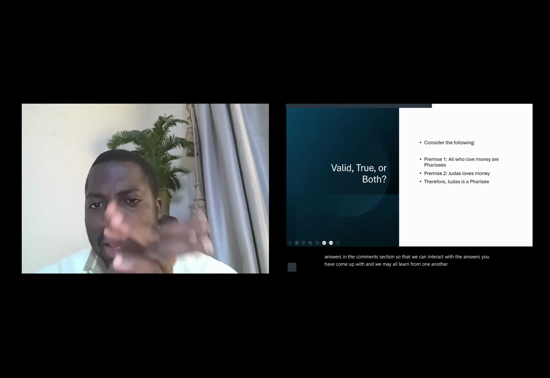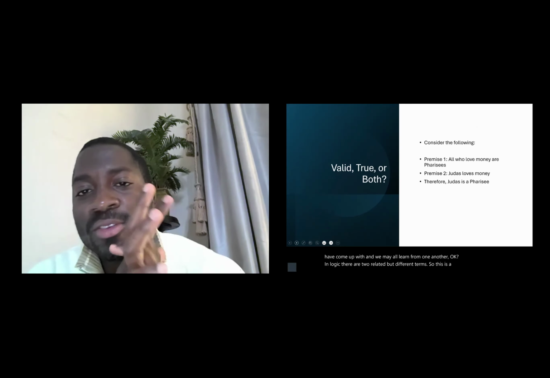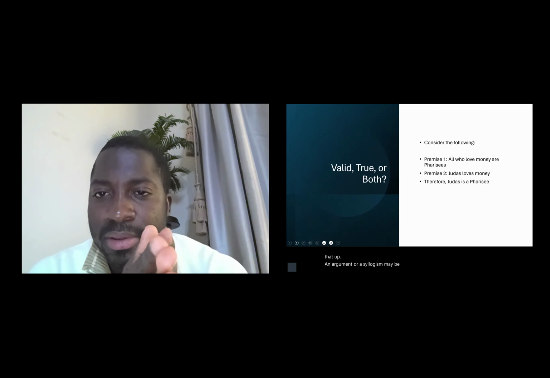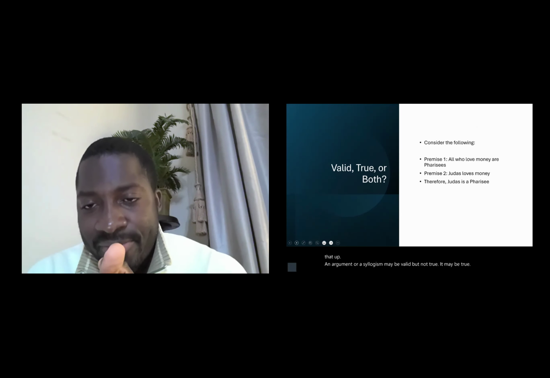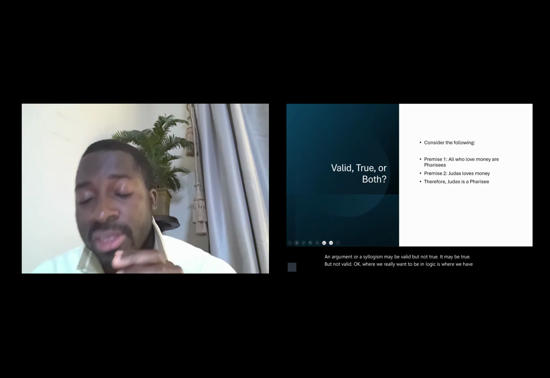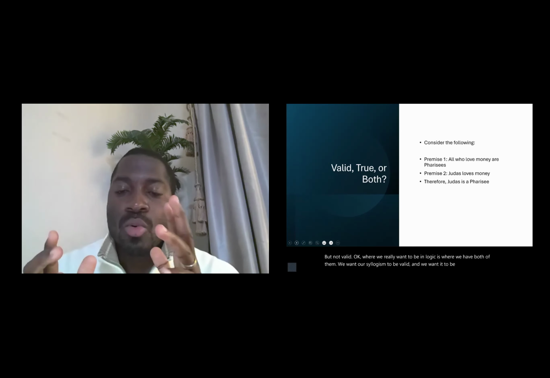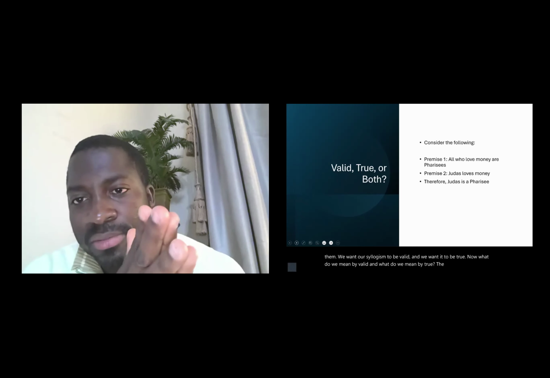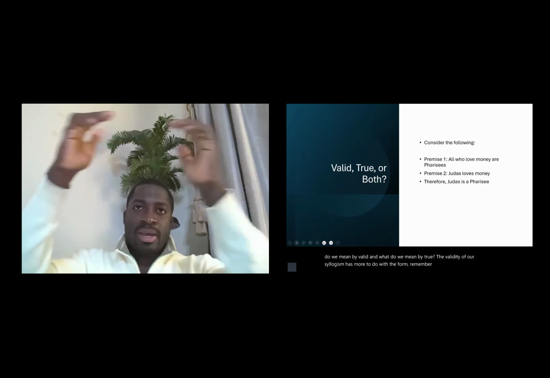Okay, in logic, there are two related but different terms, so this is a good place to bring that up. An argument or a syllogism may be valid, but not true. It may be true, but not valid. Okay? Where we really want to be in logic is where we have both of them. We want our syllogism to be valid and we want it to be true. Now, what do we mean by valid and what do we mean by true? The validity of a syllogism has more to do with the form. Remember, form. All P S.